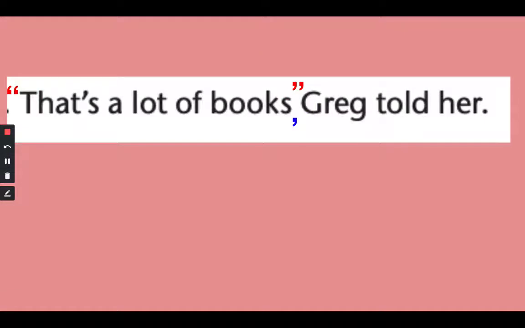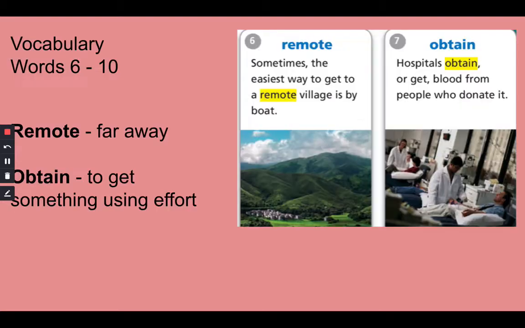If we look, this is an example of dialogue at the beginning of a sentence. "That's a lot of books" is what Greg is saying. So we start with our opening quotation mark to indicate someone is speaking. And then before we close the quotation marks, we have a comma to separate the 2 parts of our sentence. And then finally, we have Greg told her and a period to end our sentence.